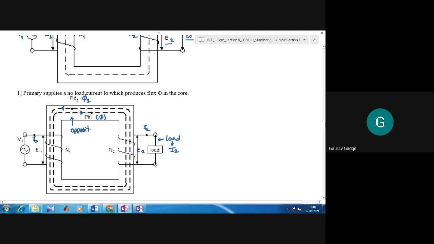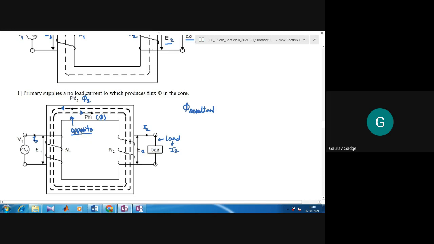Both the fluxes are opposite to each other. Now, if both the fluxes are in opposition, अगर वो दोनों flux opposition में है, then what is the effect of that flux? That reduces the resultant flux.